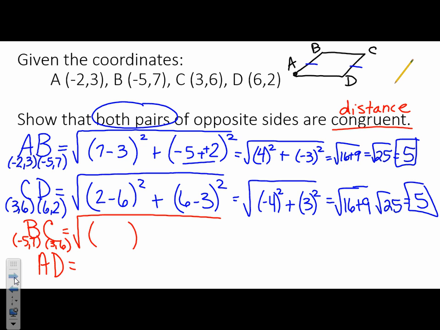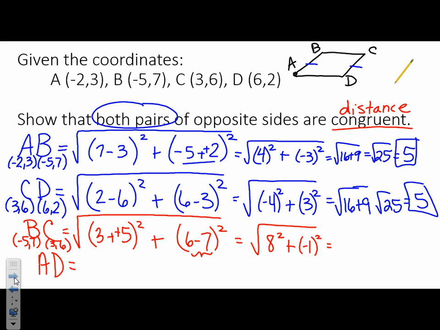But I'll go ahead and set up my distance formula again. X from the second point minus x from the first point. Oop, that's a 7. Okay, y from the second point minus y from the first point. Here we go, plugged in numbers. 3 minus a negative 5 is like adding here. This is 8 squared plus negative 1 squared. 8 squared is 64, 1 squared is 1. That is 64 plus 1, the square root of 65.